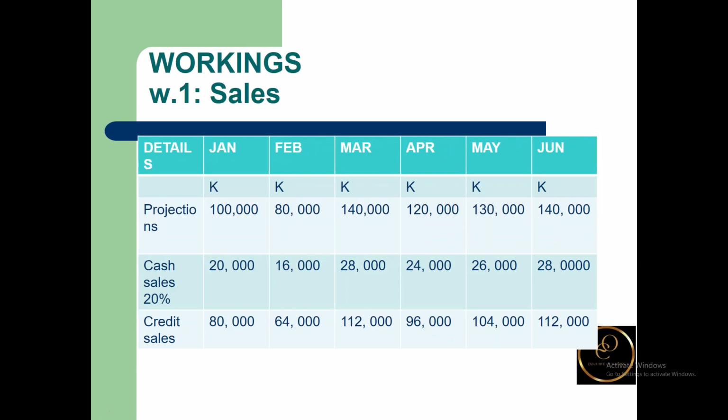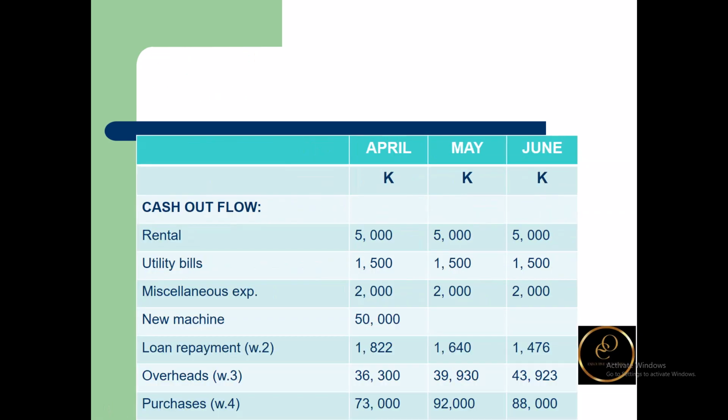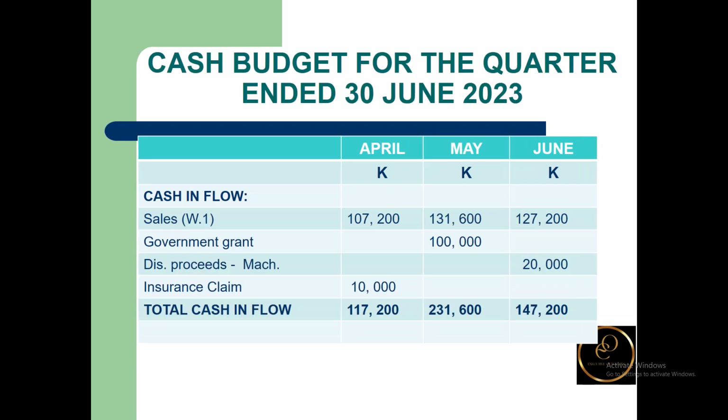So you have to look at the working number. This is part of the inflow. So we're going to show that this is under, say, working one: 107,200 in April, 131,600 in May, and 127,200 in June. You guide the marker where you're getting this figure from. So you show the working under which you showed these particular figures. I believe that covers the cash inflow.